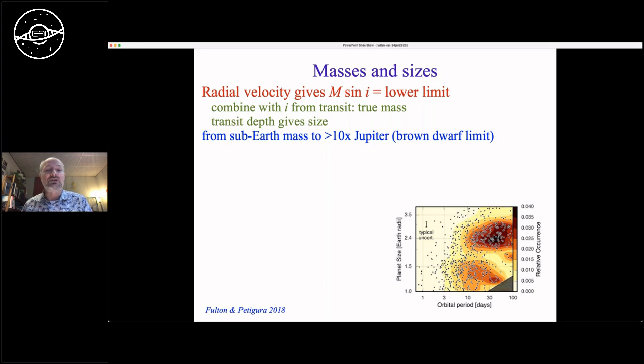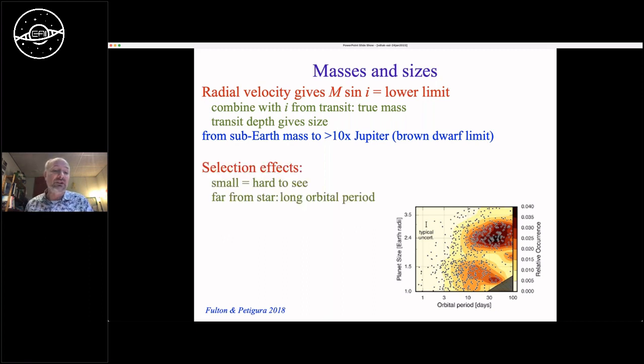And you can again measure this velocity, so you know then the mass, and from the depth of this transit signal, you can infer the size of the planet. So together you get both, right? The mass and the size. And what we find is that there is a very large range in planet masses, right? From below an Earth mass to over 10 times the mass of Jupiter, all the way up to the limit where stars are.